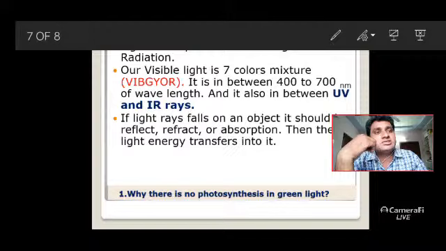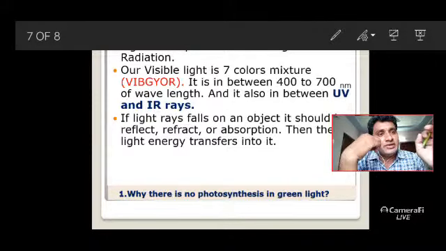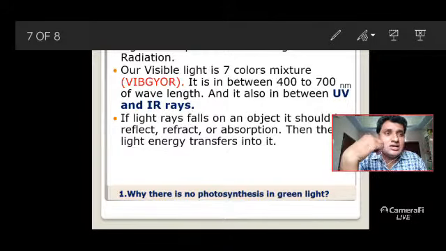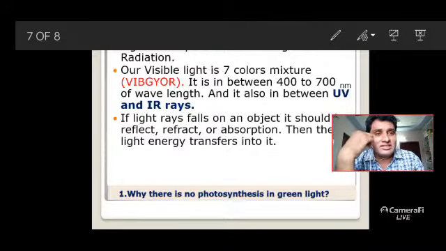Why is there no photosynthesis in green light? When green light falls on the object, it is reflected from the green leaves. So there is no usage of light in the green leaves. That is the major reason there is no photosynthesis in green light, isn't it? So that is the major question.